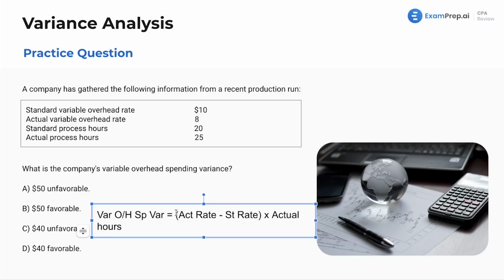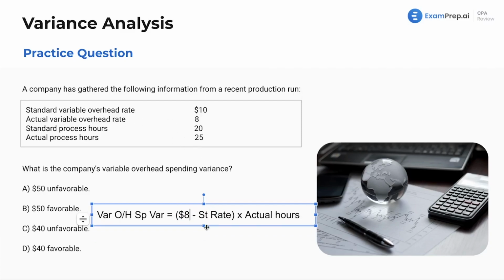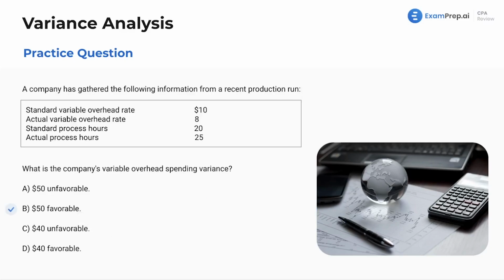We say actual amount. So in this case, what's our actual rate? That seems to be actual variable overhead rate is $8. Keep in mind, that's $8. Standard rate seems to be $10. Actual hours seems to be 25. Boom, we can see right away, well, okay, $8 was the actual rate. So it looks like we actually made out well here because we paid a cheaper rate than what is standard or budgeted. So this would be favorable. So it's going to be either B or D. And then here, $2 times 25 gives you $50 favorable, letter B.